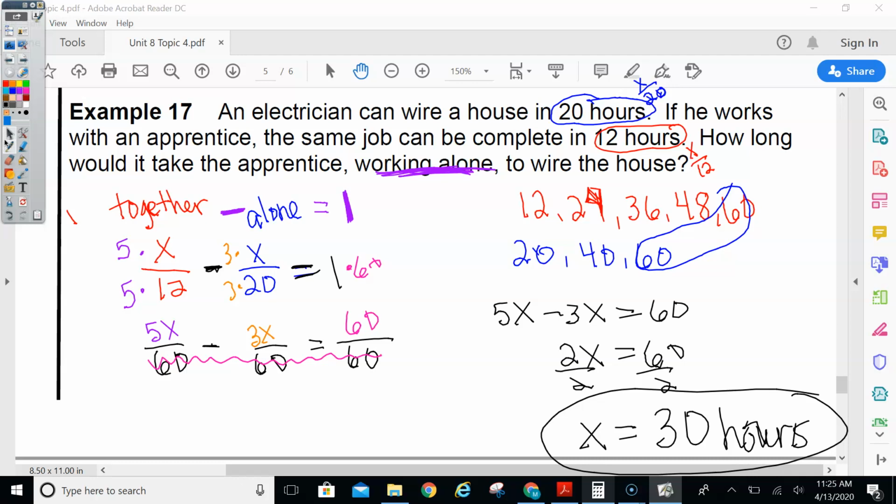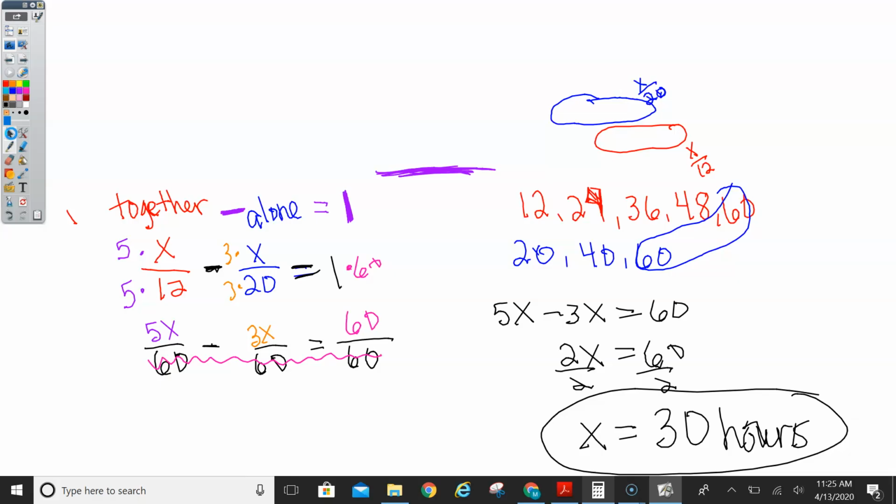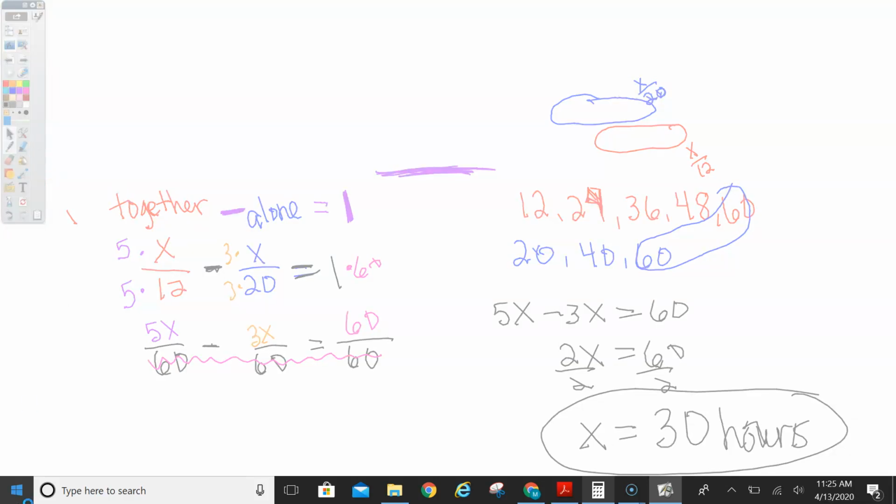So here, these are the work problems that you need to be able to do. So again, when you're looking for together, you add. When you're looking for the alone time, you subtract.